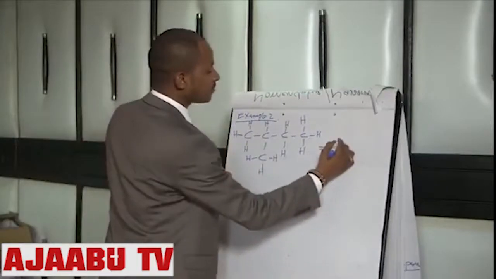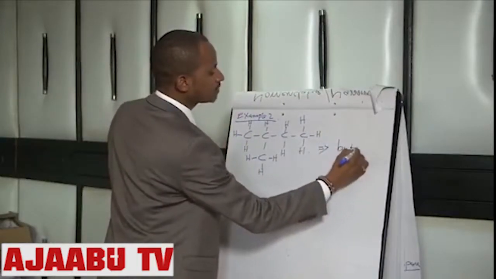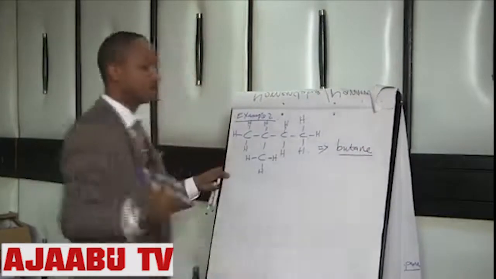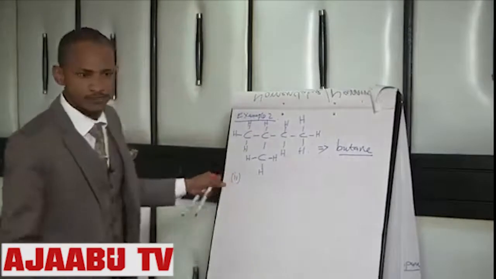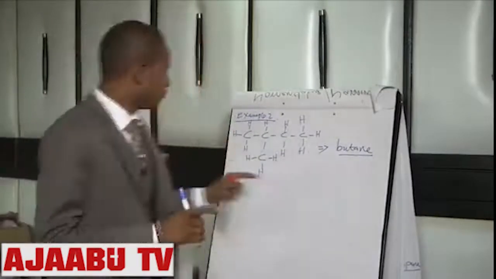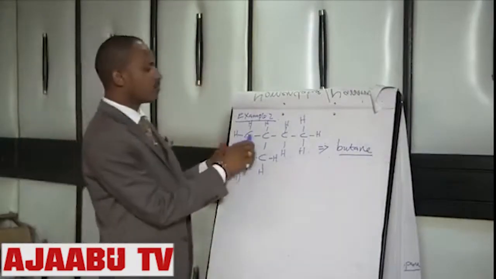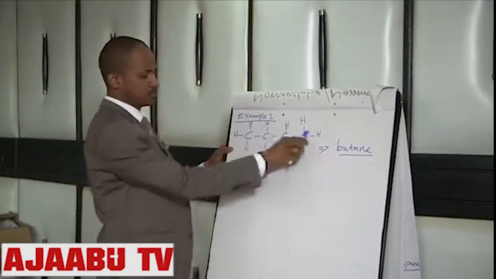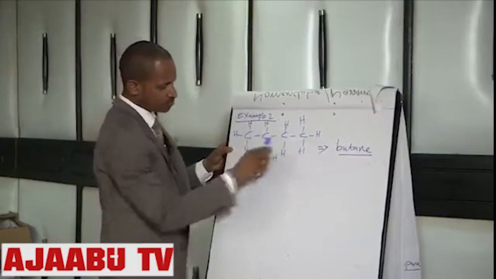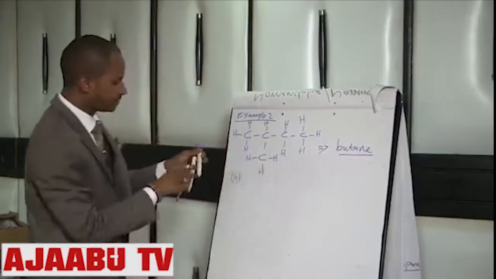And if it has 4 carbon atoms, it's a butane. Step number one. Step number two, I told you to write down: anything else which is not on the longest continuous carbon chain is called a branch. So this is not here, so it is a branch. So identify that branch.